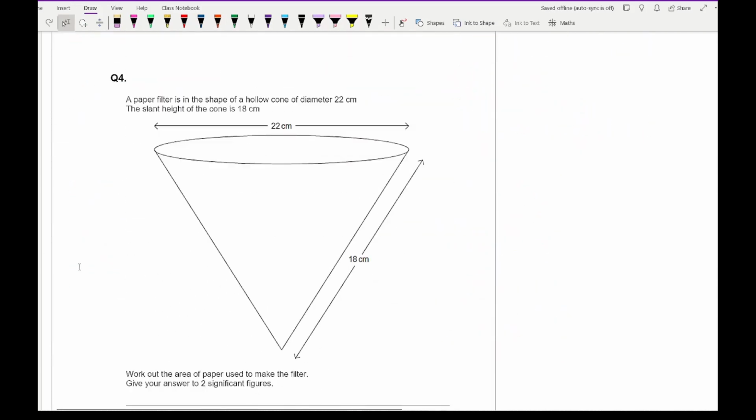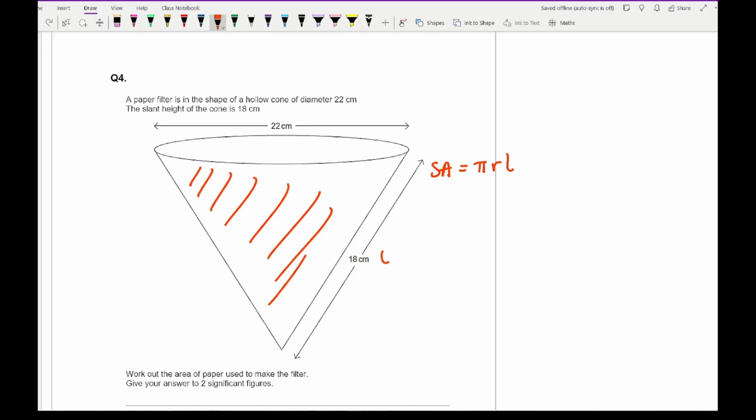Then moving on to question 4, it says that a paper filter is in the shape of a hollow cone with diameter of 22 and a slant height of 18. And the question is asking to work out the area of the paper used to make the filter. Now here, with it being a paper filter, we don't need to work out the area of the circle. So it's just this slant area here that I need to work out. So here the surface area is going to be equal to pi r L, where this length here is L.